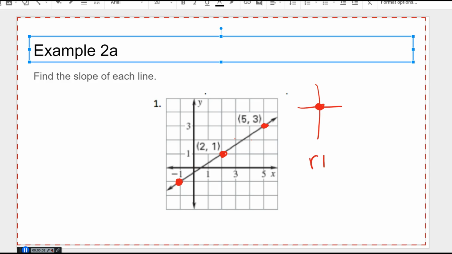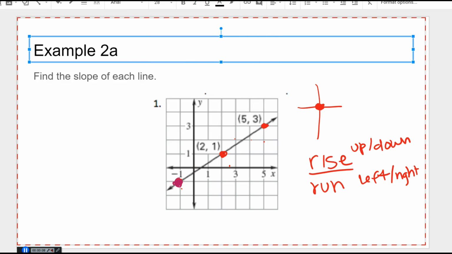Now, if we're looking for rise over run, that's your up, down, and your left, right from the point, not from the origin. So you pick any point you want. So you can pick this one, or this one. And then once you pick your point, that's where you start. So I'm going to start at this point here.